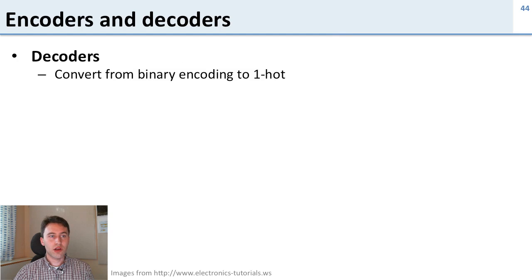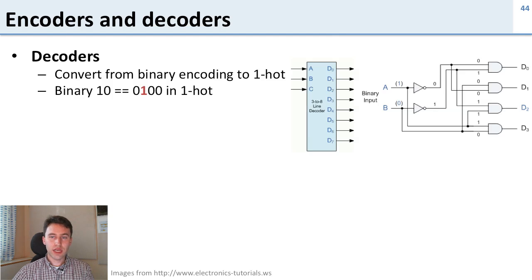Another common logic block are decoders and encoders. So a decoder is going to convert from a binary set of bits into a one-hot output. For example, if I have the binary value 2, 1, 0, it's going to convert it into having output number 2 turned on and all the other outputs turned off. So we can take a look at an example here. Here's a 3 to 8 decoder. We have 3 binary inputs and then we have 8 one-hot outputs.